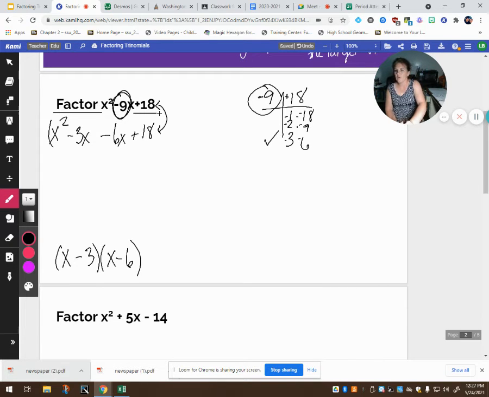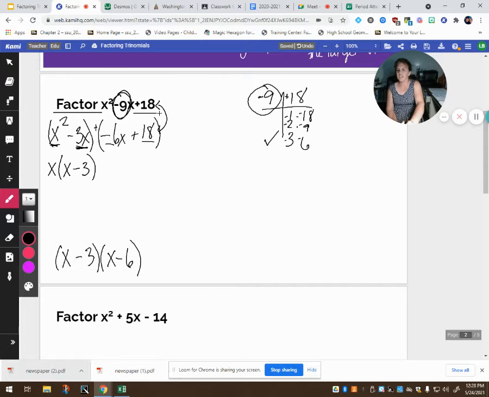Okay, so now, since there's four terms, we can group the first two, group the second two. What can I factor out of this set of parentheses? What are both of these terms divisible by? They're both divisible by an x, right? So if I pull an x to the outside, what would I multiply that x by to get me back to x squared? X. What would I multiply negative 3 by, or this x by, to get me back to negative 3x? Negative 3. All right, so look at these terms.